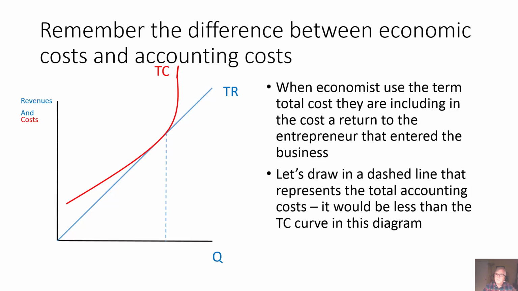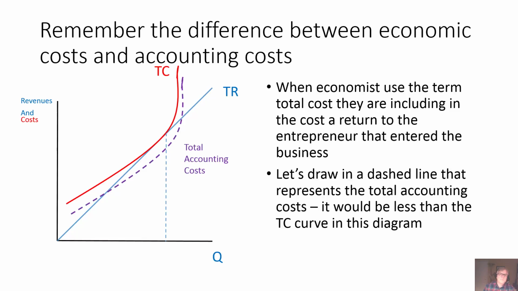Now, with that said, let's think about this concept that an economist uses the term total cost. They're including that return to the entrepreneur for entering into this business. And let's draw on a dashed line that is going to be below our total cost line. And that's going to be the total accounting costs. And that's going to help us keep track of this a little bit in this presentation. So now we have a total accounting cost of doing it. The difference between those two is that amount of profit that a reasonable entrepreneur is expecting to earn just to be at that break-even concept in perfect competition.